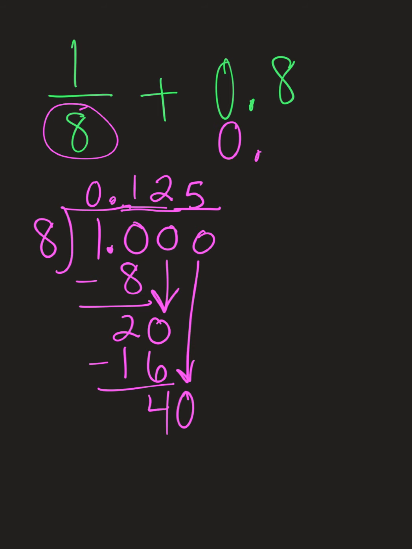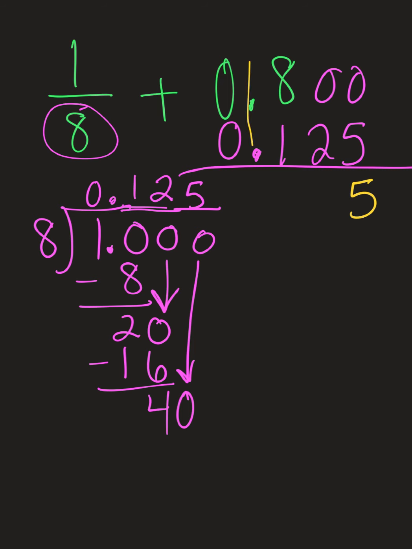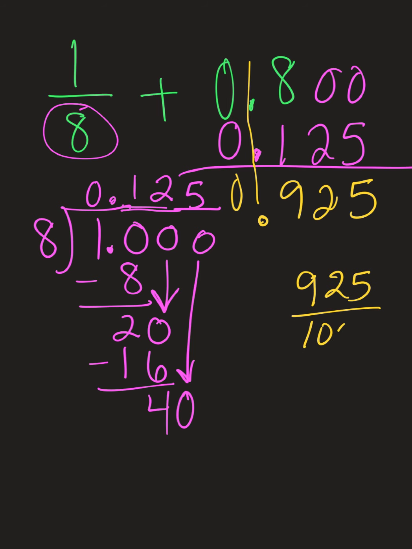Now I'm adding, so I need to line up my decimals. So I'm going to just do that right away. Put a placeholder 0 here to line up our decimals. And I'm going to add down now that I have my decimal place lined up, right? So 0 plus 5 is 5, 0 plus 2 is 2, 8 plus 1 is 9, and then 0 plus 0 is 0. 925 thousandths. So again, I could write this as 925 thousandths also. Simplify this by 5.